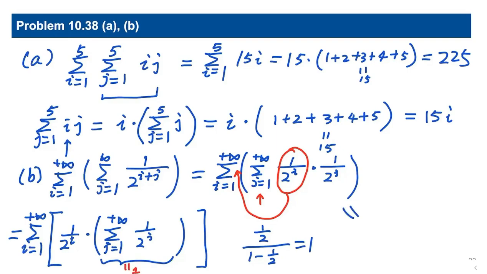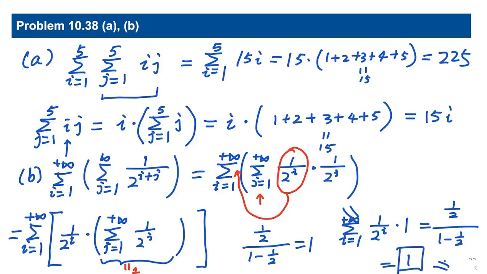Therefore, this series equals the sum over i from 1 to infinity of 1 over 2 to the power i times 1. Again, the first term is 1 over 2. Common ratio is 1 over 2. The whole thing equals 1. The answer is 1.